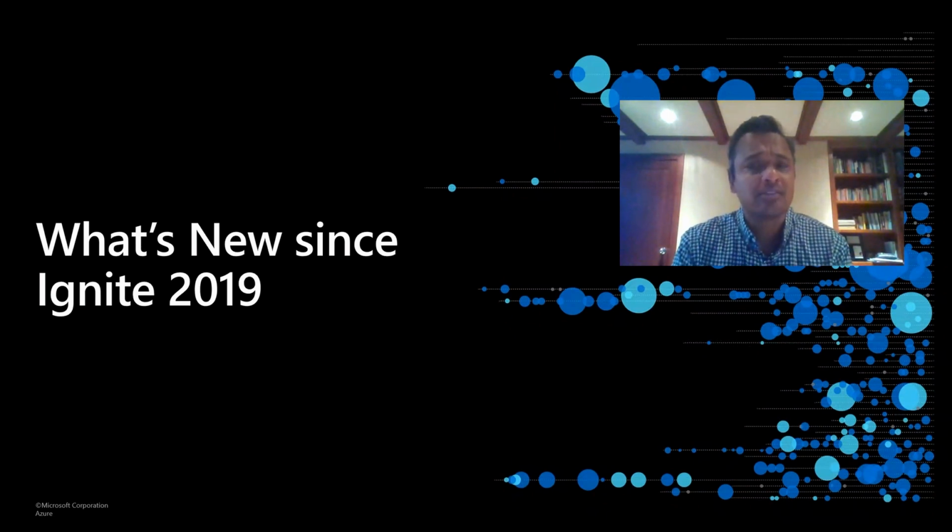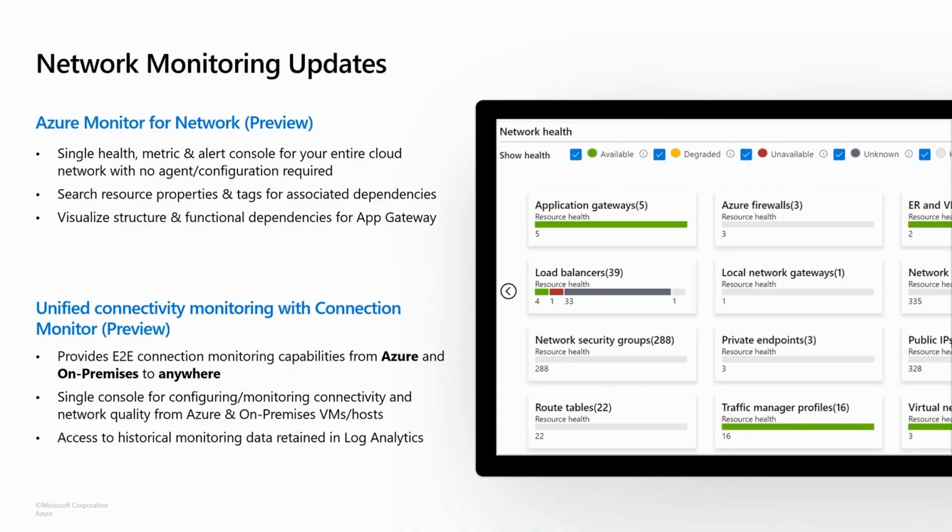But now let's give you a quick insight into what's new since Ignite 2019, and then we'll jump to the demo. One big thing I want to discuss is network monitoring. This is a big update to Azure Monitor. We brought together a range of disparate tooling and services supporting monitoring for networks into a single solution for Azure and hybrid, announcing Azure Monitor for Networks. It's in public preview right now. So you get a single view into the health and performance of your entire cloud network with no need for any agents to be configured or managed.